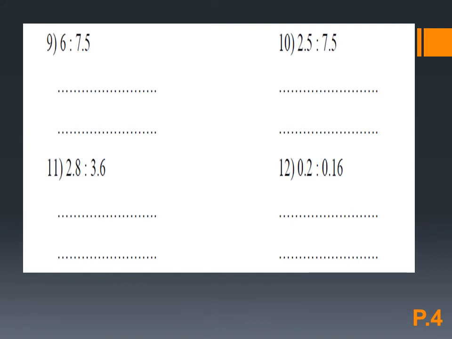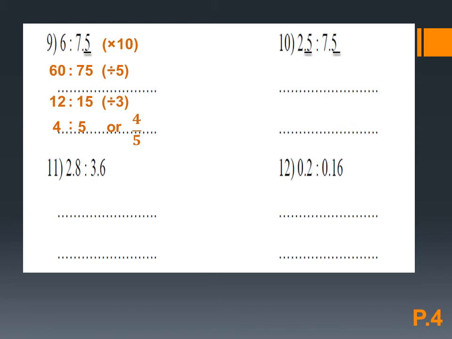6 to 7.5. Here we have one decimal place. Multiply the two terms by 10. 6 times 10 equals 60. 7.5 times 10 equals 75. Now we have a ratio between 60 to 75. Both of them are whole numbers. We start to simplify the ratio. If we have 0 and 5 in the unit, divided both of them by 5. 12 to 15. Divided here by 3, 4 to 5, and this is the simplest form, 4 over 5.